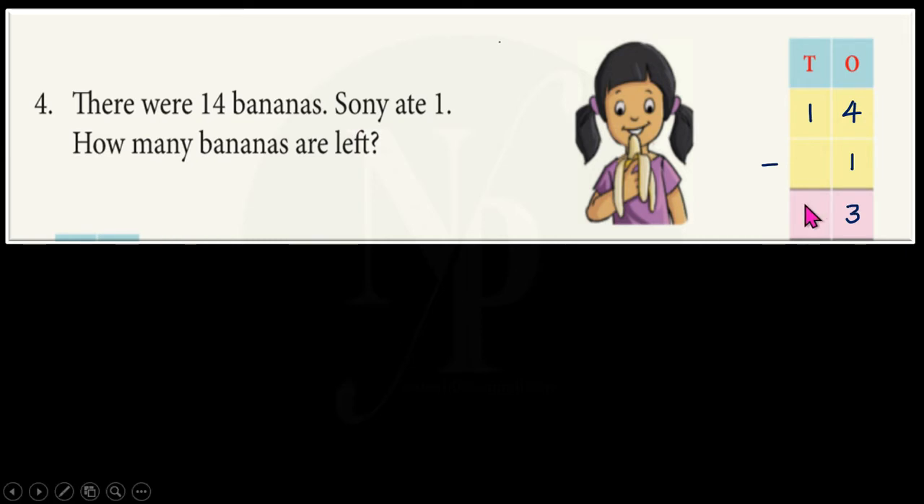And here we don't have any digit to subtract, therefore it can be treated as 0. On subtracting 0 from 1, we get 1. Therefore, we get 13 as the difference, which represents the number of bananas left. So we say that 13 bananas are left.